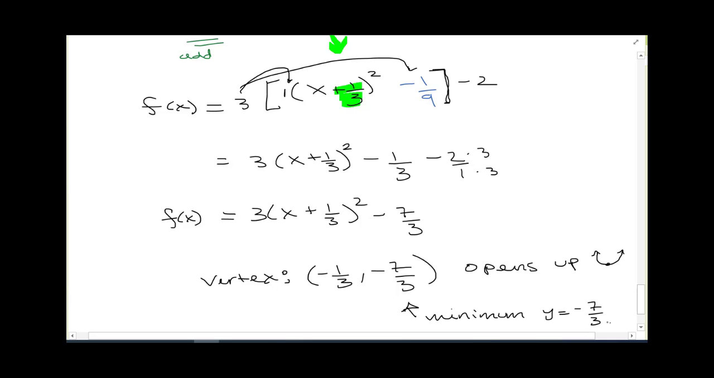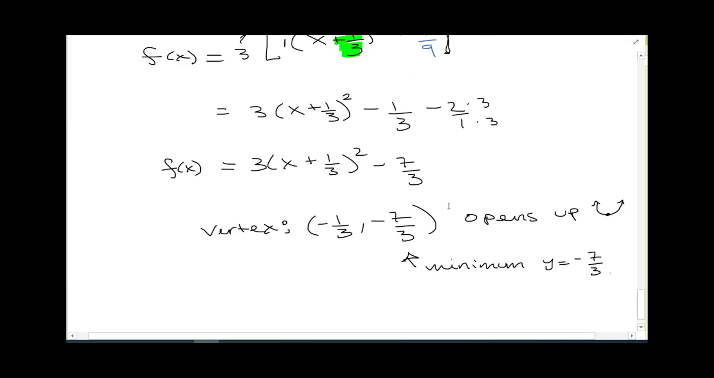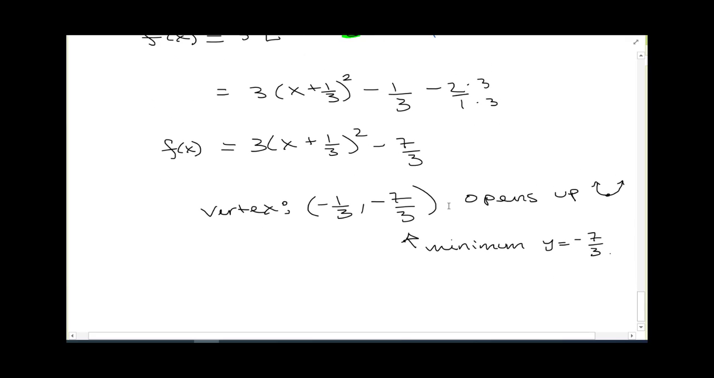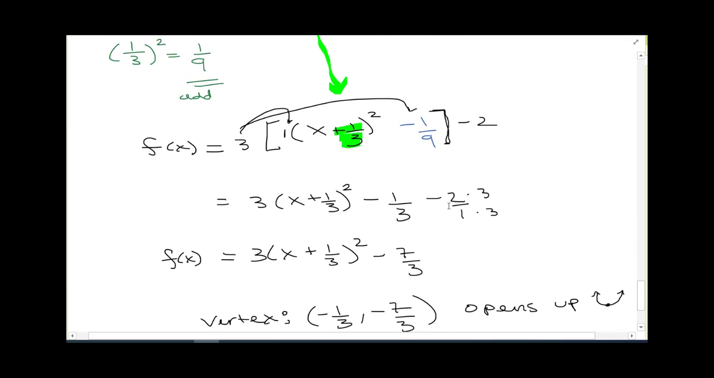Okay, so if you want to graph it now, you need 2 other points. So it will be the y-intercept and the mirror image of that. Okay, so I'll record another video on word problems, solving applications using quadratic functions.